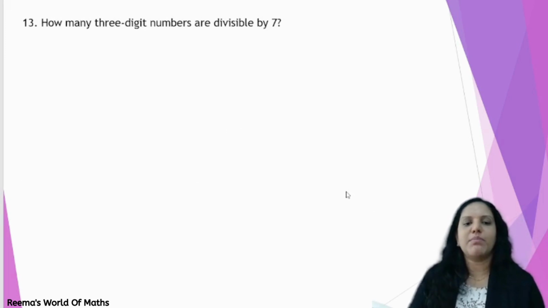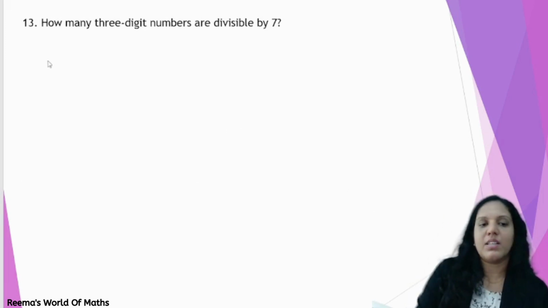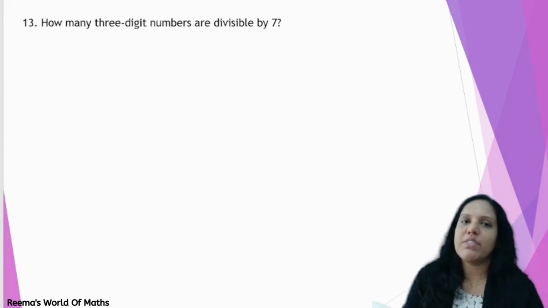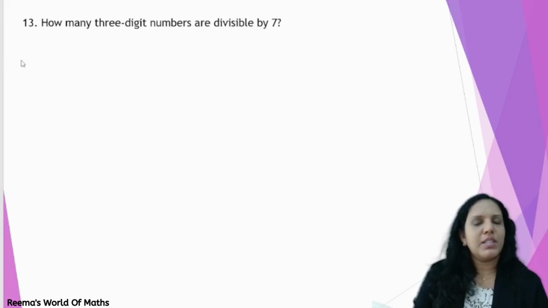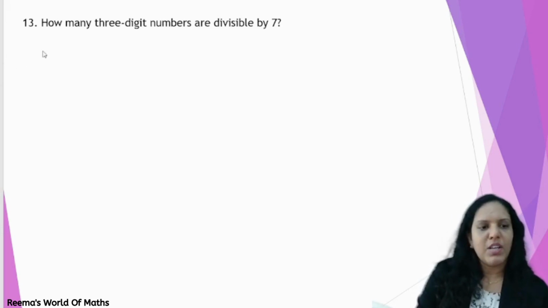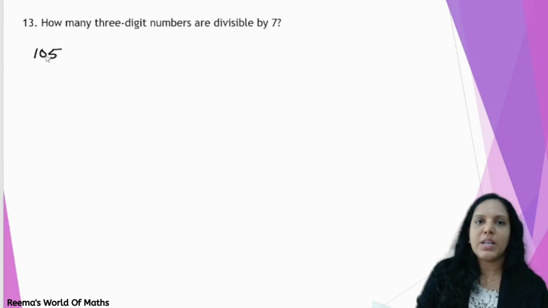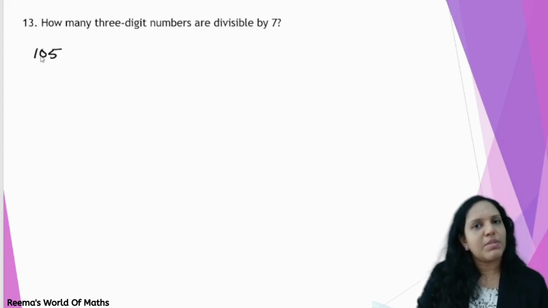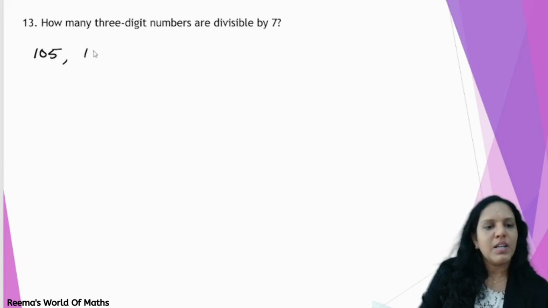How many 3-digit numbers are divisible by 7? So we need to see how many 3-digit numbers are divisible by 7. The first 3-digit number is 100, and we know 100 is not in the table of 7. If we know the divisibility rule of 7, we can see 105 is the first 3-digit number which is divisible by 7. And the second number will be 112. The third number will be 119.